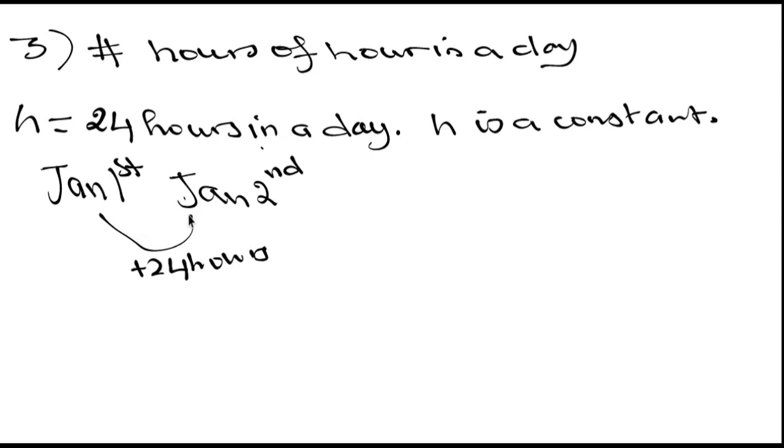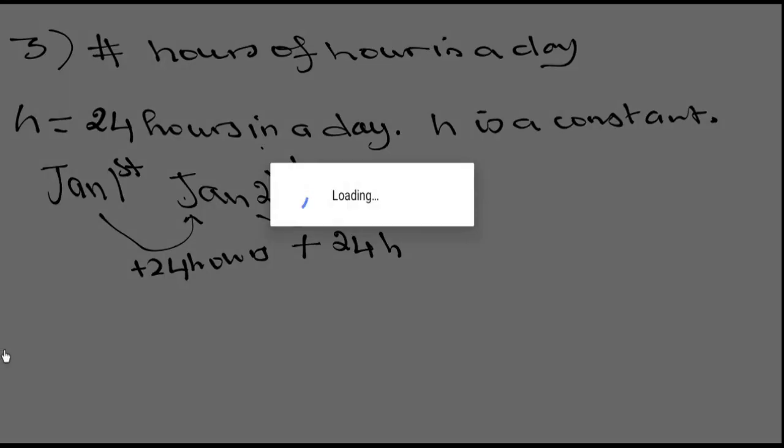So you need to add 24 hours every time to get what? Another day. So h equal 24 is a constant, because every time you need to add 24 hours to have another day. And finally, the number of months in a year.